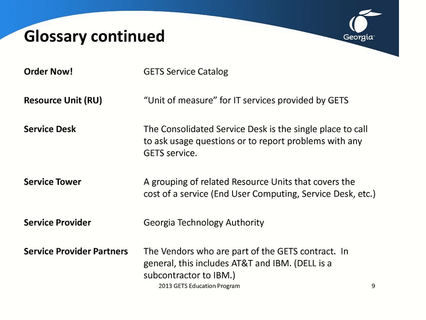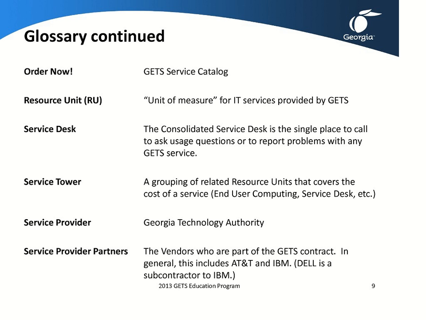OrderNow is the GETS online service catalog. A resource unit, or RU, is a unit of measure for IT services provided by GETS. The Service Desk is a consolidated service desk. It's a single place to call to ask usage questions or to report problems with any GETS service. A service tower is a grouping of related resource units that covers the cost of a service, like End User Computing, Service Desk, voice.